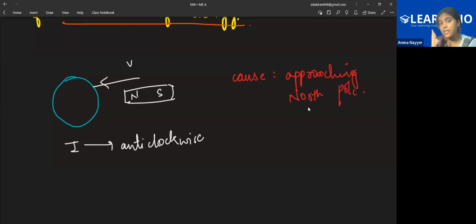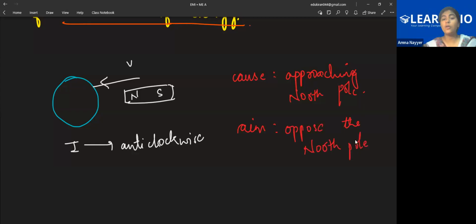Now, what is the aim of the induced current? Before that, what is happening? The cause is the approaching North Pole. Now, what is the aim? How will we decide the direction? There has to be some basis on which we'll decide the direction. So in that case, if the North Pole is coming, that is the cause. Lenz law says it will oppose the cause. So it will oppose the North Pole.